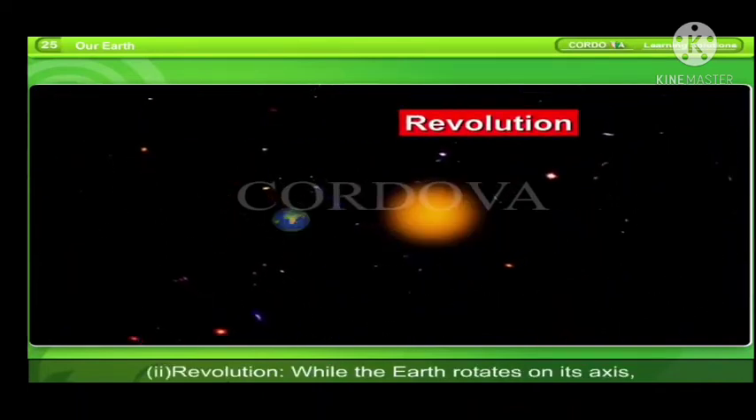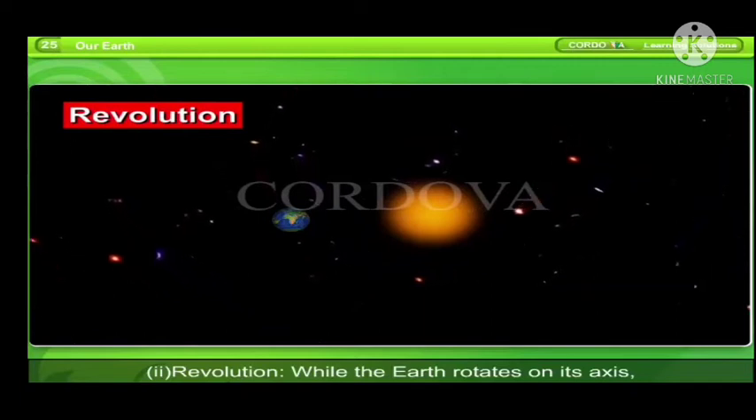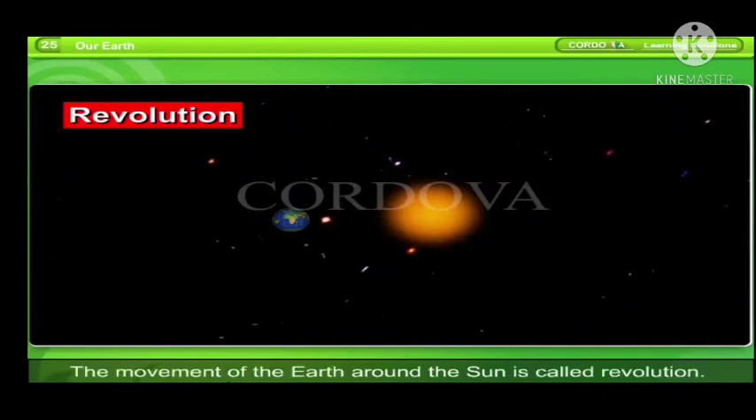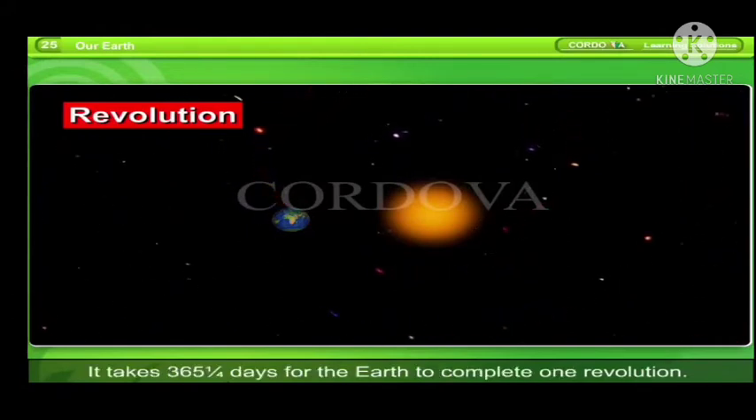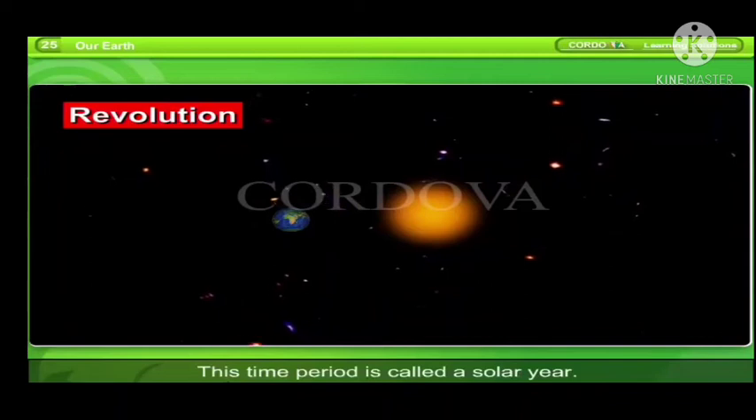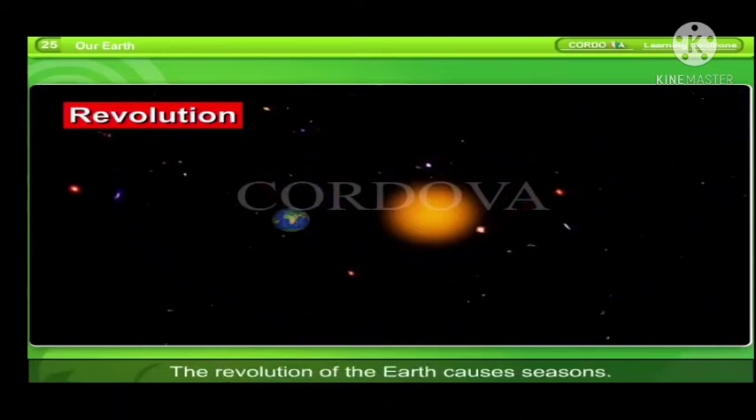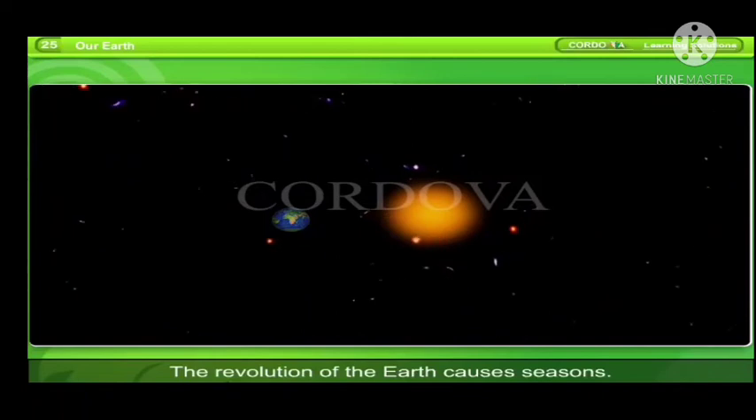2. Revolution. While the Earth rotates on its axis, it also moves around the Sun. The movement of the Earth around the Sun is called revolution. It takes 365 1/4 days for the Earth to complete one revolution. This time period is called a solar year. The revolution of the Earth causes seasons.